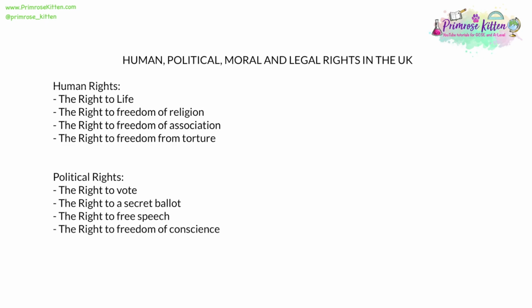Human rights include things like the right to life, the right to freedom of religion, the right to freedom of association, and the right to freedom from torture. Political rights include things like the right to vote, the right for that vote to be secret, the right to free speech within some reasonable limits, and the right to freedom of conscience, to think what you like.